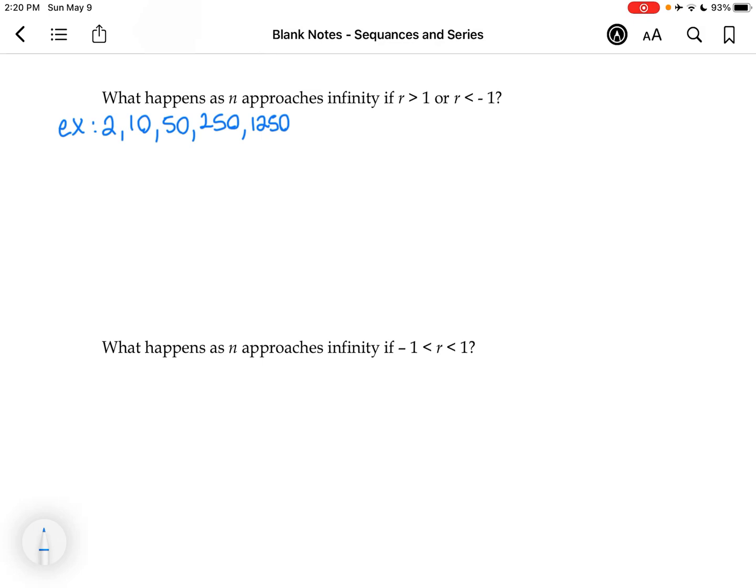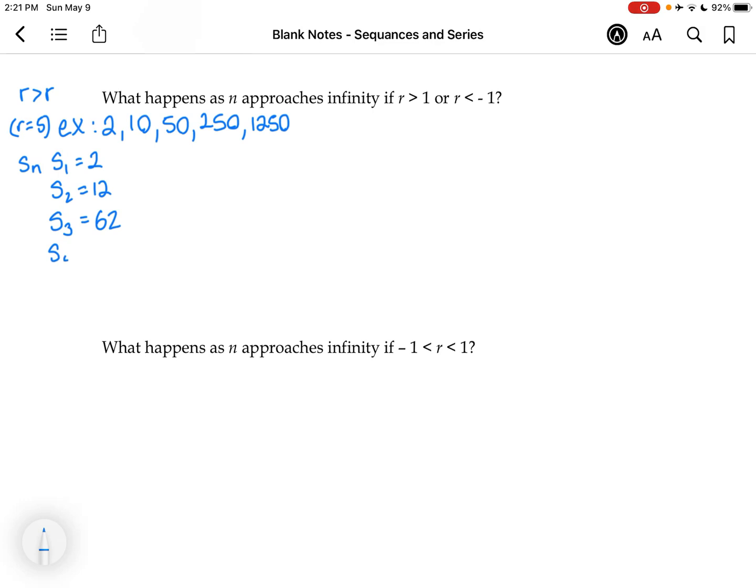Here our first term is 2, and r is greater than 1. r equals 5, in fact. So t1 equals 2 and r equals 5. If we want to look at Sn, S1 is going to be 2. S2 is 2 plus 10, which is 12. S3 is 12 plus 50, so 50 plus 12 is 62.